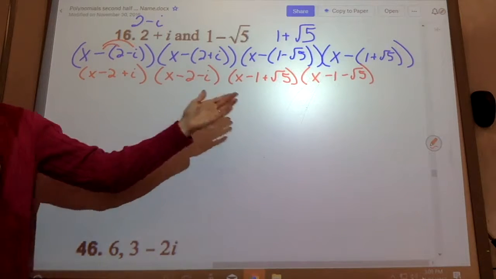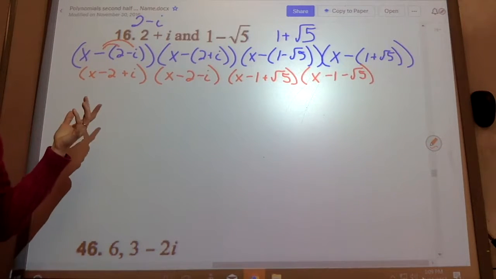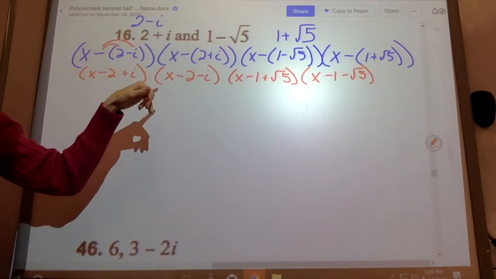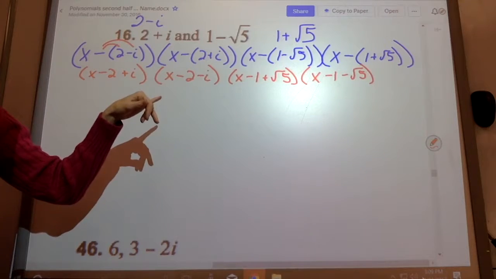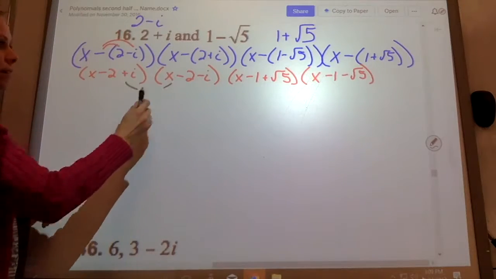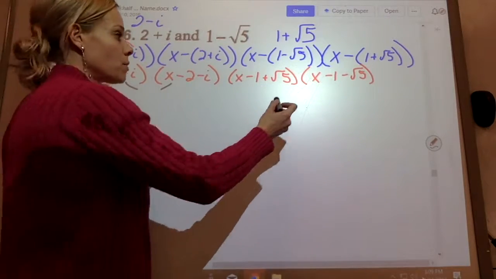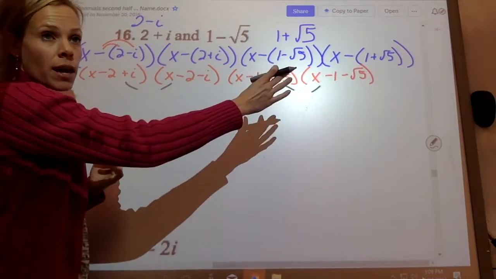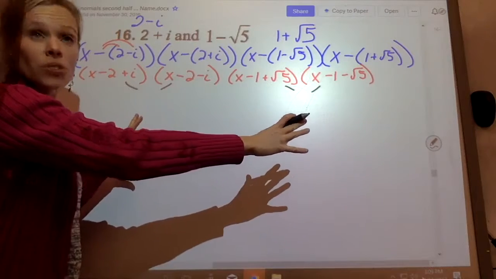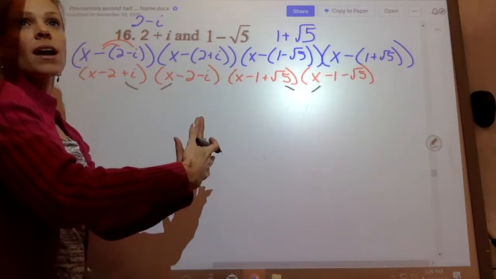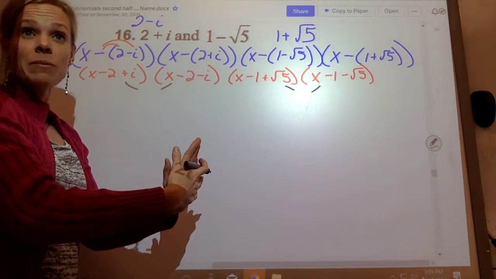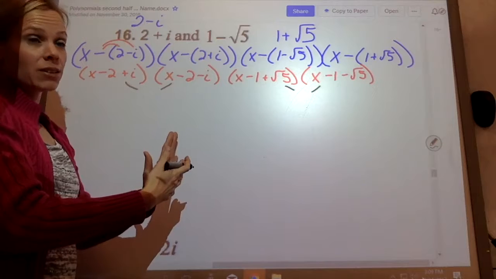This will be an example where I cannot use FOIL because I do not have a binomial. I have trinomials. These all have 3 terms. So I'm going to use the table. I'm going to use the table to multiply these two together. And then I'm going to use a table to multiply those two together. And then once I have those 2 products, I'm going to use a 3rd table to bring those together to get my final answer. Okay? So not hard, but you can kind of see this is going to take a little bit of time. Okay.